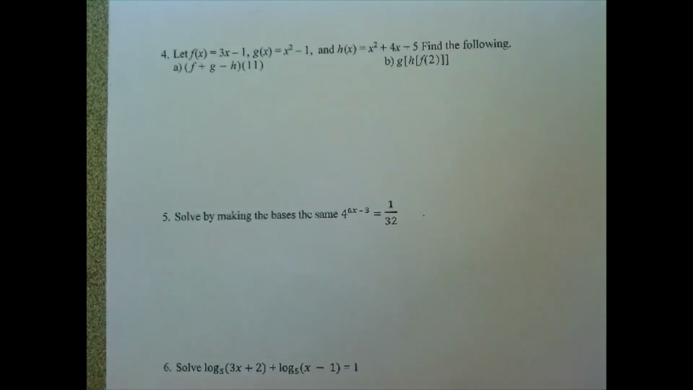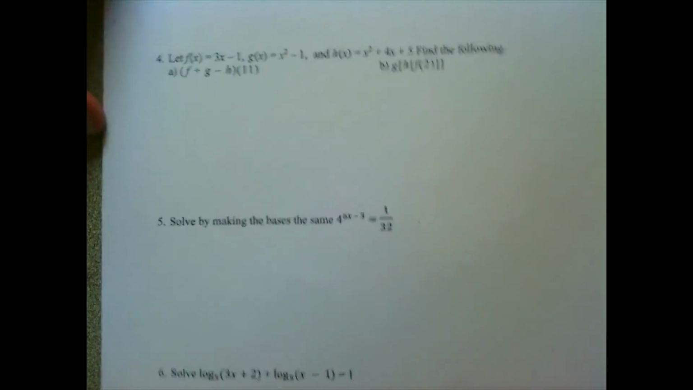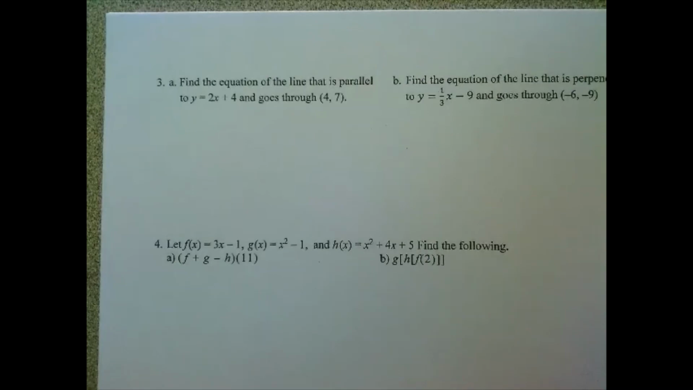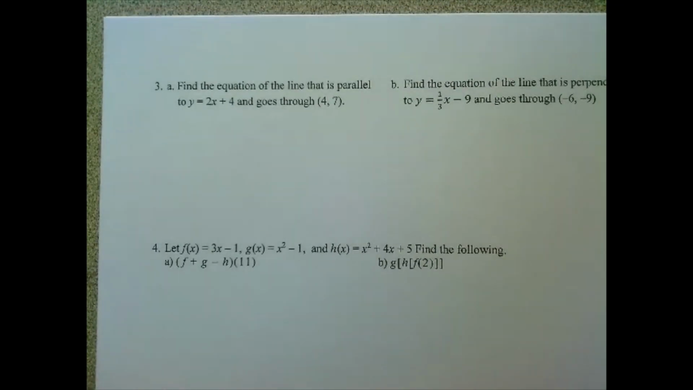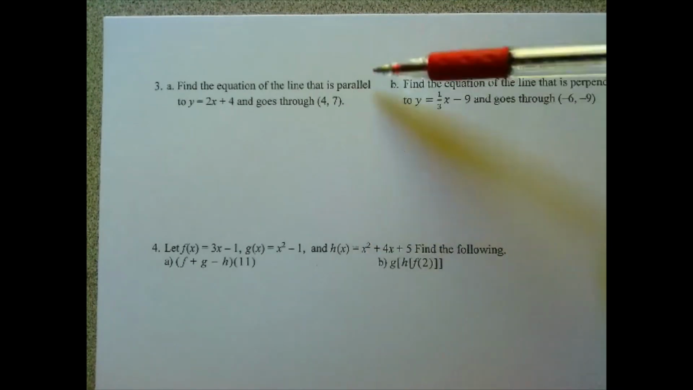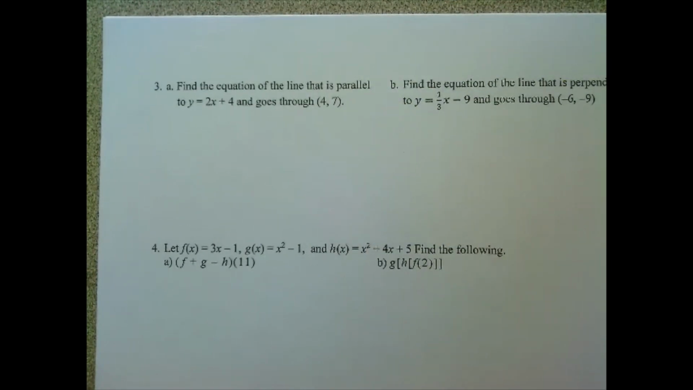All right, now let's look at problem 3. This gets into equations of the line, figuring out lines that are parallel and perpendicular, all of those things that we did earlier in the semester. Remember that if it's parallel, the slopes have to be the same. If it's perpendicular, you have to have the negative reciprocal of the slope.